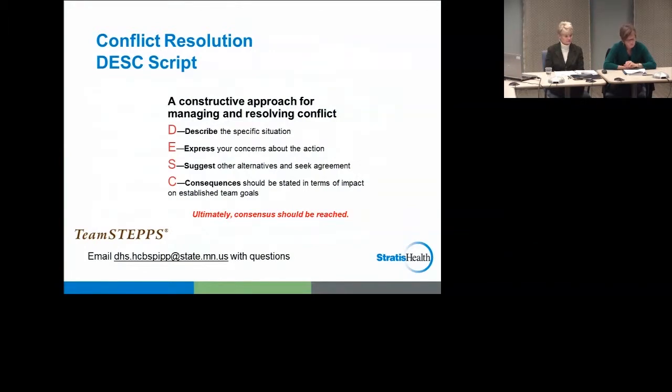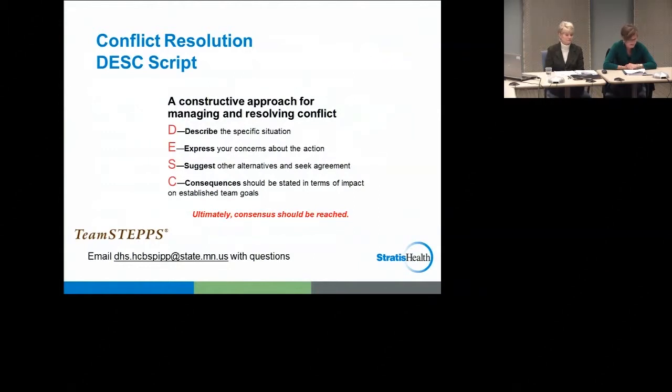S is for suggesting other alternatives. What are some variations or some different approaches that might help the group meet its purpose? This isn't about throwing the original idea over the fence and saying it won't work, but instead saying, this won't work from my perspective, here's why, and here's how we might do something alternatively.